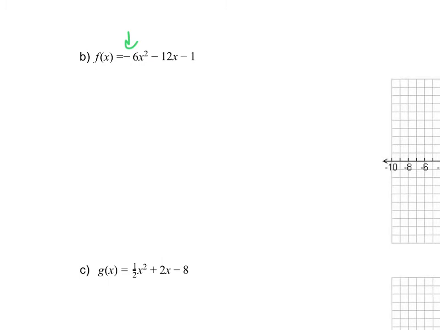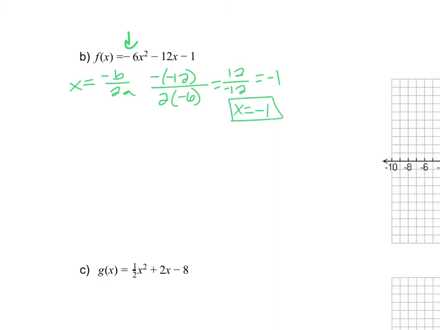I'm not going to, but you can if you want to, if it helps you. Let's find our axis of symmetry. Remember, axis of symmetry is negative b over 2a. So this will be negative 12 over 2 times negative 6. So negative 12 is positive 12 over negative 12. So that will give me negative 1. So my axis of symmetry is x equals negative 1.